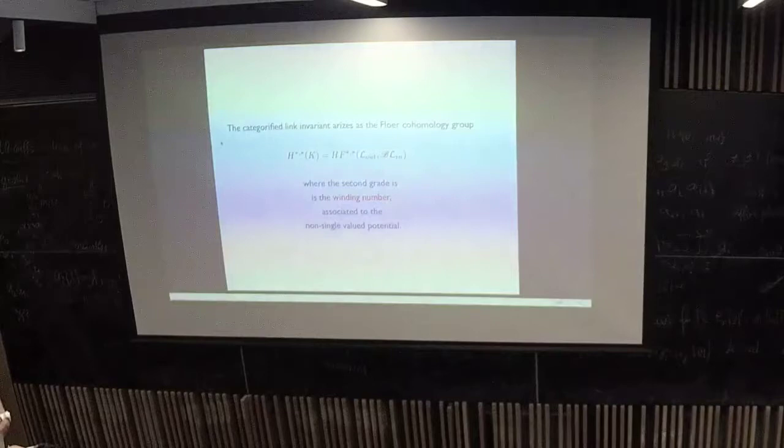The second grading that's crucial to get knot invariants is a winding number that's associated with the fact that you probably missed because I passed through it too fast, that the superpotential, that Landau-Ginzburg potential, is not single valued.